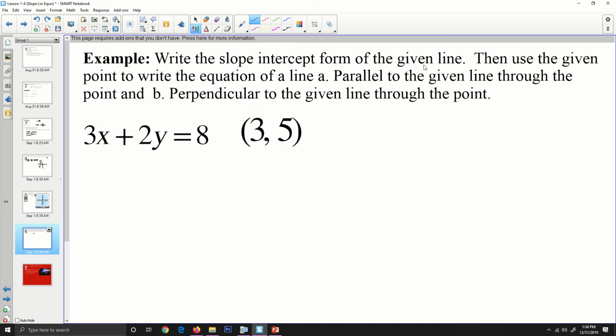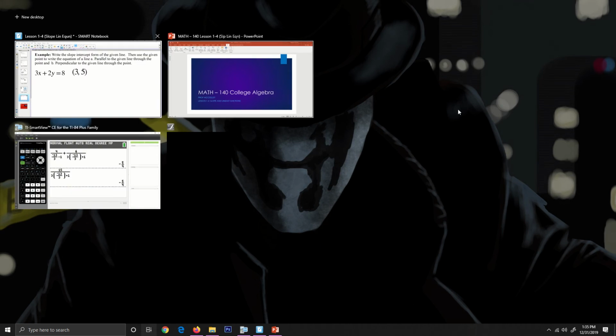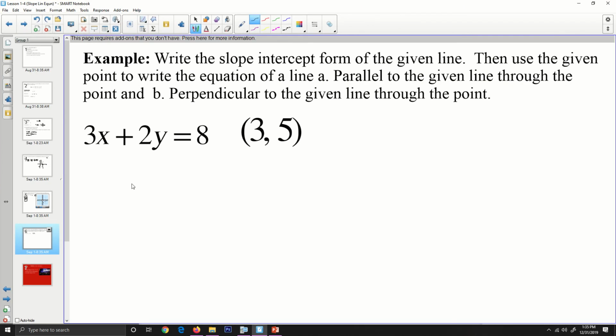Write the slope-intercept form of the line. Use the given point to write A, the line parallel to the given line through the point, and B, perpendicular to the line through the given point. All right, so the first thing we want to do is put this into y equals mx plus b form. And so I'm going to solve this for y. If I'm solving for y, I want to move this out of here for now, and we'll get back to that.